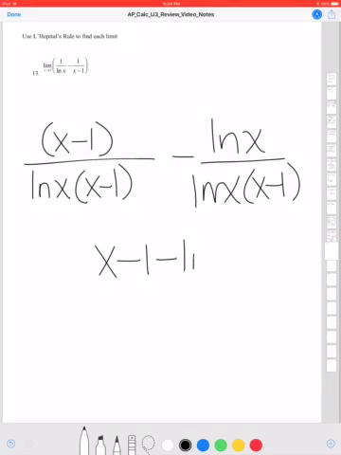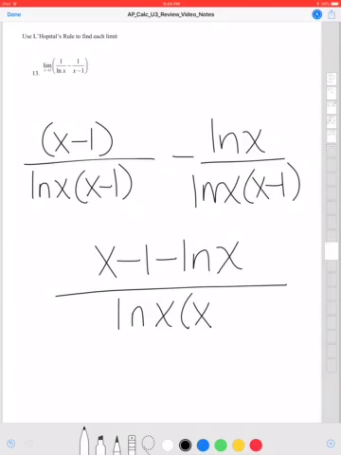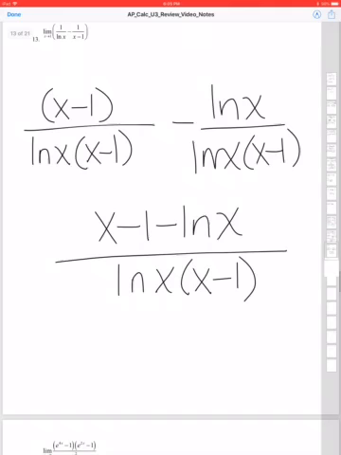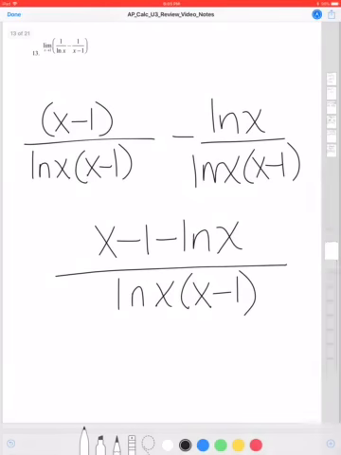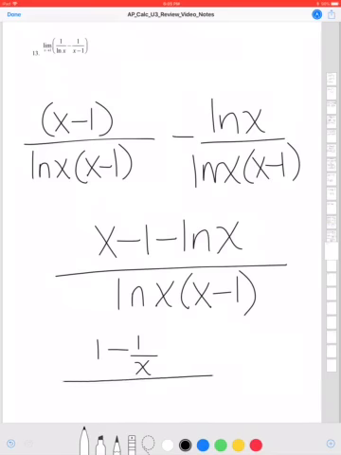Alright. So altogether we've got x minus 1 minus the natural log of x all over the natural log of x times x minus 1. Alright, so far so good with that? Alright, let's take the derivative here. I'm going to see if I have enough room. Alright, the derivative of x is 1. The derivative of 1 is 0. The derivative of the natural log of x is 1 over x.